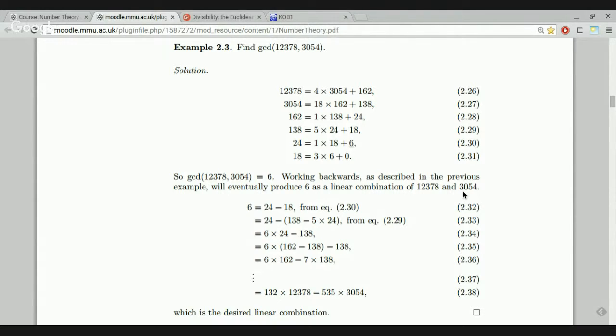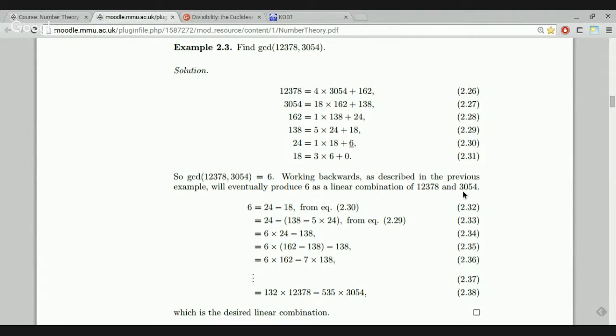And what's the GCD of this pair? 18 and 6. Well, 6 divides itself, 6. And this equation shows us that 6 divides 18, because it's a remainder of 0. This last non-zero remainder, that's the GCD.